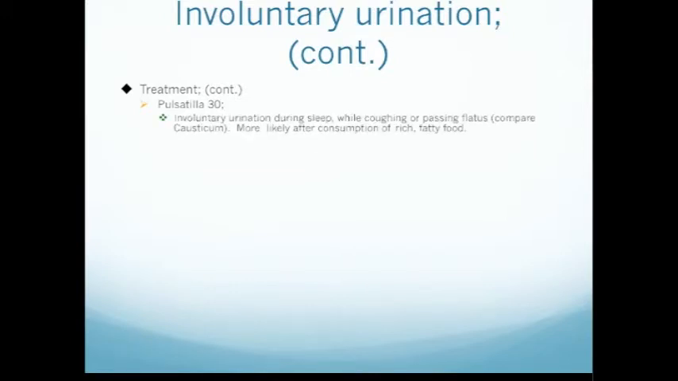Pulsatilla 30, this is good for involuntary urination during sleep or while coughing or passing flatus. Compare this to Causticum. More likely after consumption of rich fatty foods. Sepia 30, involuntary urination in small girls during first sleep. Compare this to the use of Causticum. The offensive urine stains with a bit of a red sediment to it.